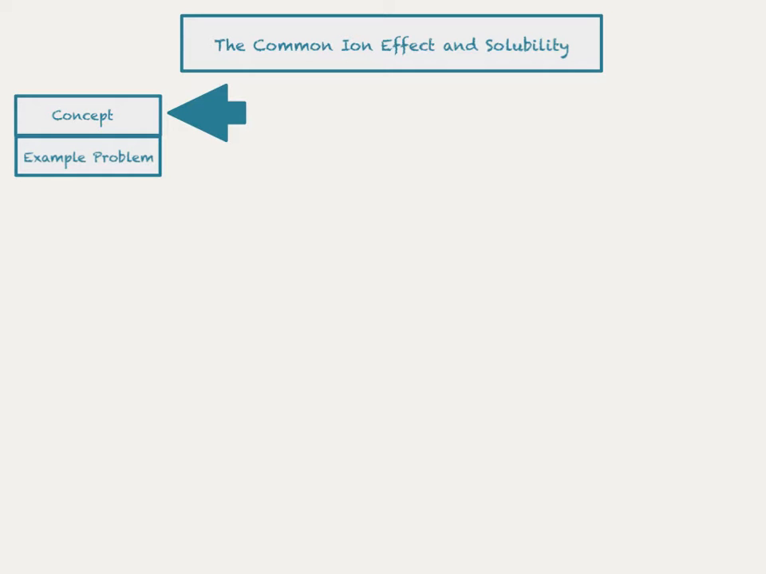In this video, we're going to talk about how the common ion effect affects solubility, just like it does in buffer solutions. For example, let's take two chemicals that have a similar ion. Let's consider silver nitrate and silver chloride.